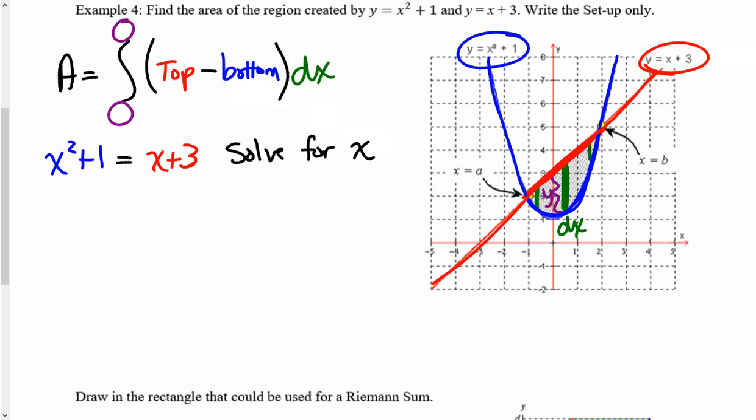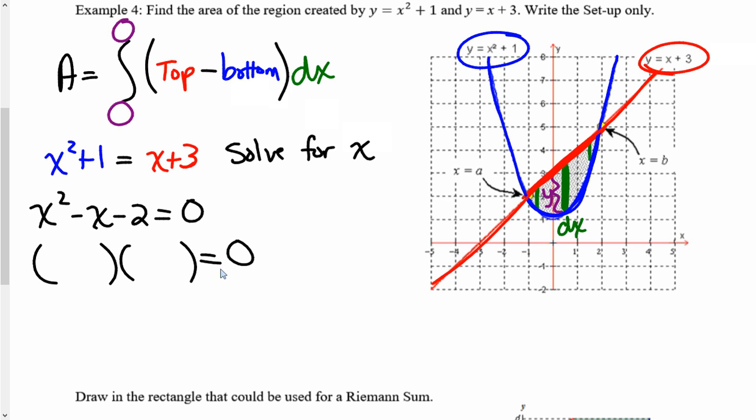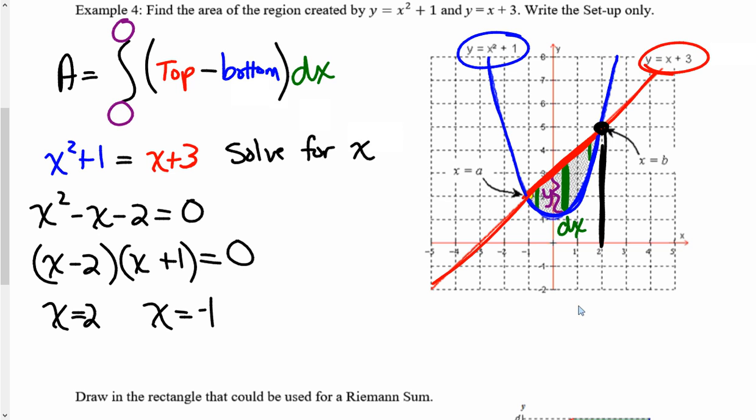So solving for x, I'm going to go through this relatively quickly. I get everything on one side because I have a quadratic, and then I need to factor my quadratic. If you need a moment to do this, please take a moment and pause the video. I set each of my factors equal to 0, and these are my bounds. I have x equals 2, so right here, this x value is 2, and right here, this x value is -1.